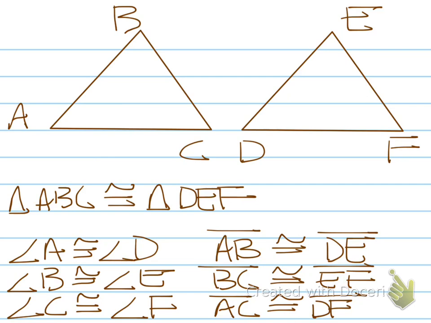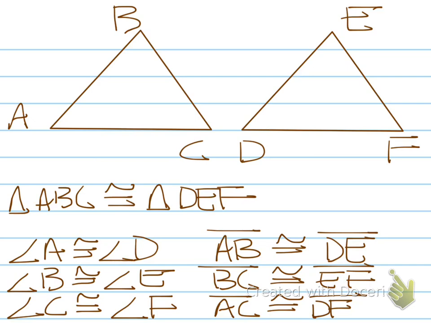Now, we only need to use the congruent statement to determine which parts are congruent to the corresponding parts in the other triangle. So if we look at the congruent statement, A and D are in the same place, so those two angles are congruent. B and E are in the middle, so they're congruent. C and F are in the third place, so they're congruent.